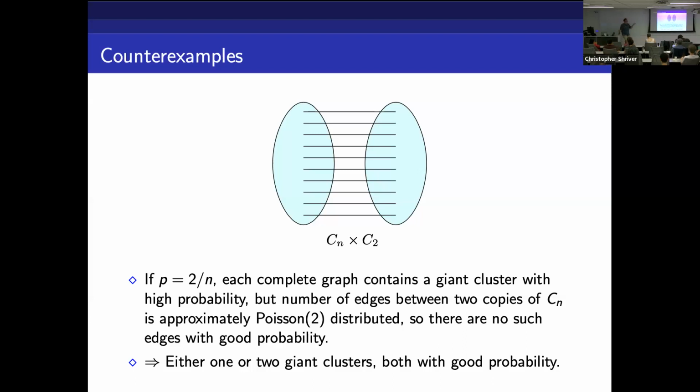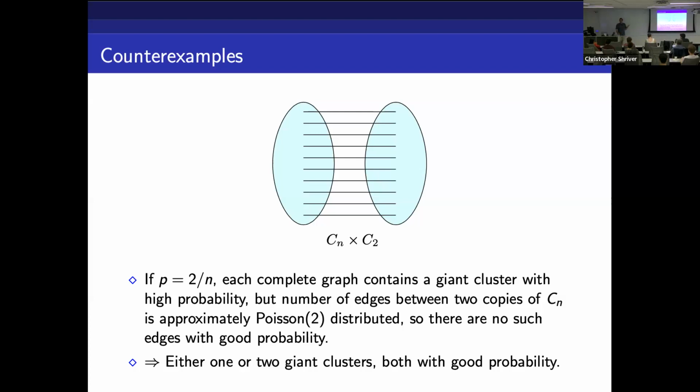So you take a complete graph and you take its product with an edge, right? In other words, you take two complete graphs and you add in a perfect matching between them. So let's say we take p to be 2 over n. Inside each of these complete graphs, we have an Erdős-Rényi graph G(n, 2/n), right? Because 2 is bigger than 1, you have a giant component with high probability. On the other hand, if you look at these horizontal edges, there are n of them, each open with probability 2 over n. So the number of horizontal edges converges to a Poisson(2) random variable.